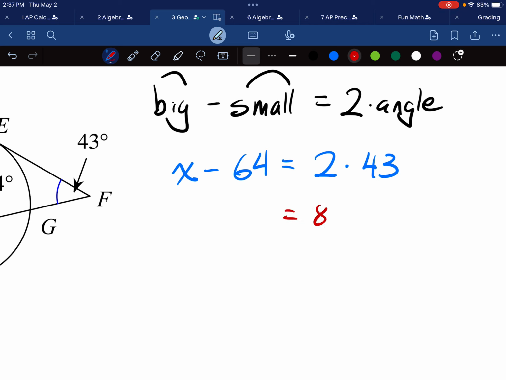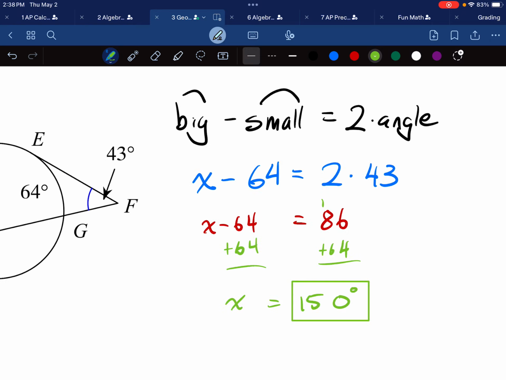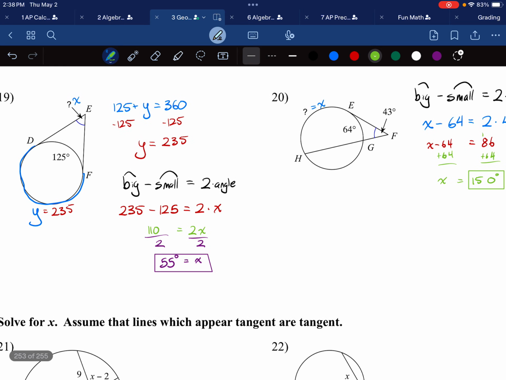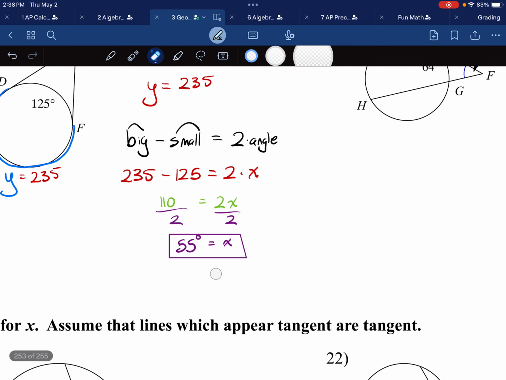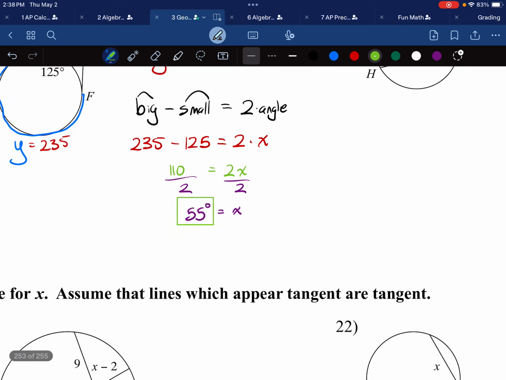2 times 43 on the right here becomes 86. So x minus 64 is equal to 86. If I simply add 64 and add 64, x here becomes 150 degrees. X is the thing that I assigned, so I'm only boxing the 150 degrees for number 20. I guess I really should have only boxed the 55 degrees over here since I invented the x on my own. 55 degrees. Box in a different color, but we'll take it.